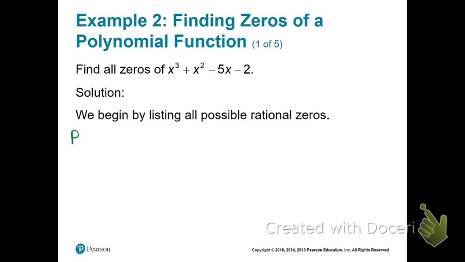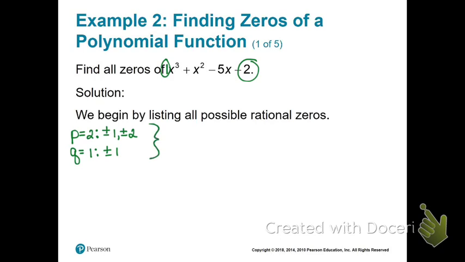So p is going to be the factors of what number? The constant. So the 2. And what are the factors of 2? Good. Plus or minus 1, plus or minus 2. Q is the factors of the leading coefficient, which is what number? Good. The 1 right there. And what are the factors of 1? Just plus or minus 1.